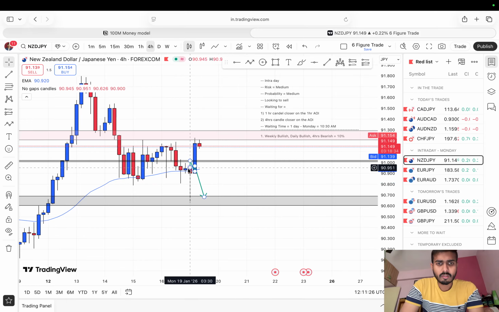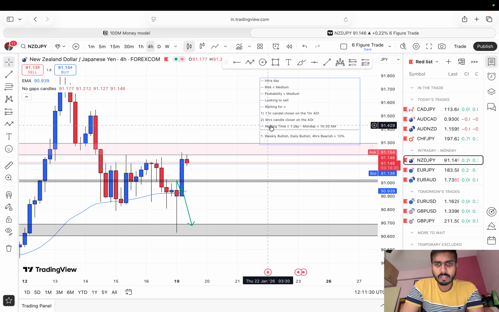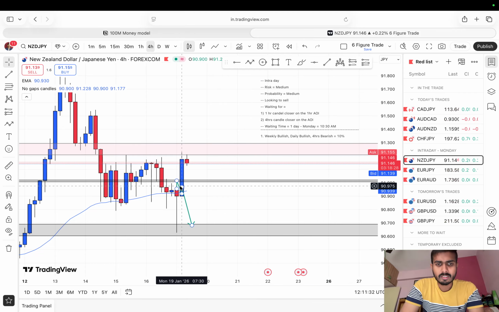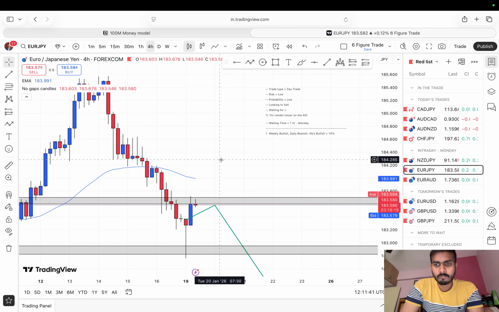Now we'll see on intraday. I was waiting for the 4 hour candlestick closure on the box. Over here we can see it hasn't happened, it closed above this. I am not interested now. The 4 hour got bullish. I'm waiting for the 4 hour to shift structure to bearish.